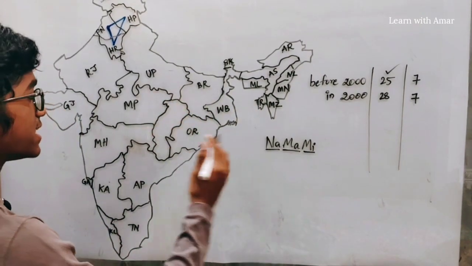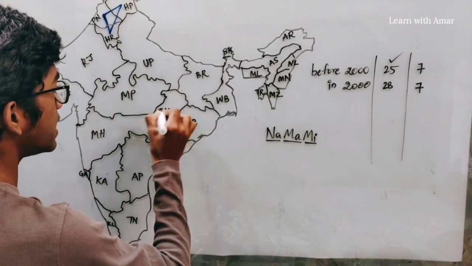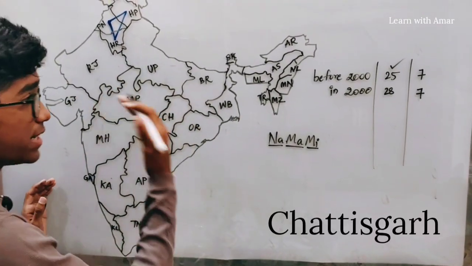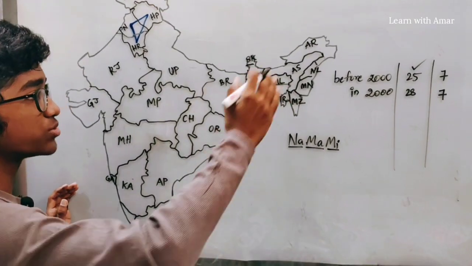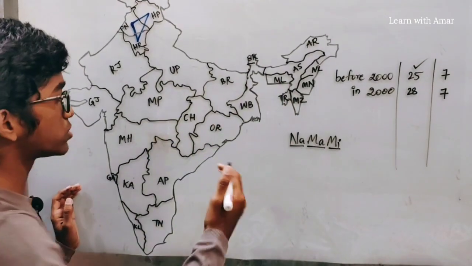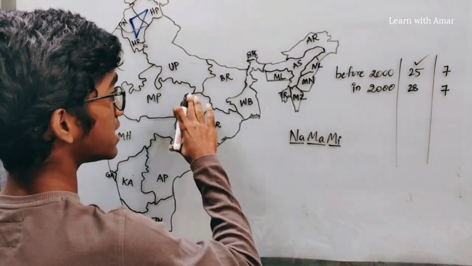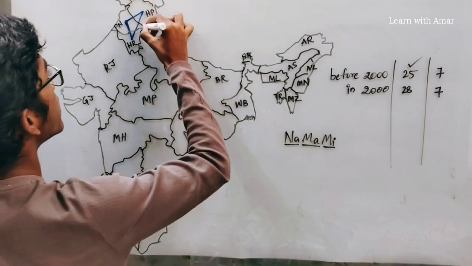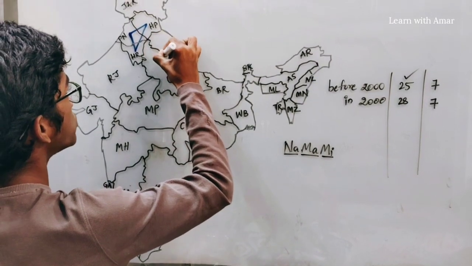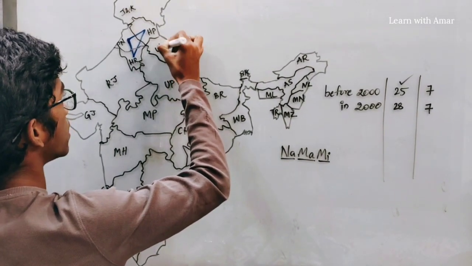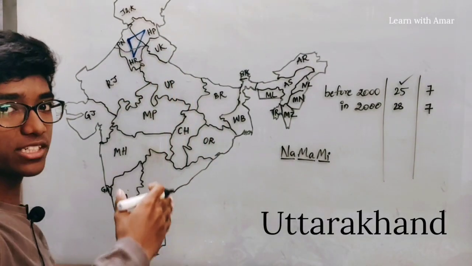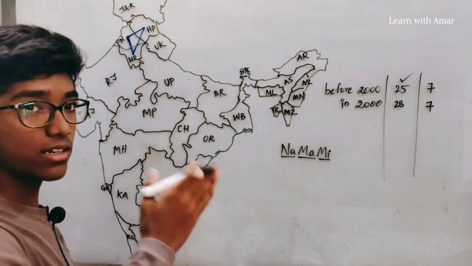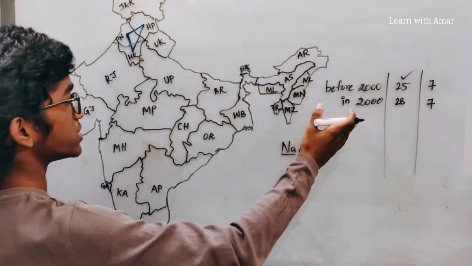The 26th state is this one, it is Chhattisgarh. It was separated from Madhya Pradesh in the year 2000, that is 1st November 2000. So Chhattisgarh is the 26th state. Coming to the 27th state, it is this one, Uttarakhand, separated from Uttar Pradesh. This was separated from Uttar Pradesh on November 9th, 2000.